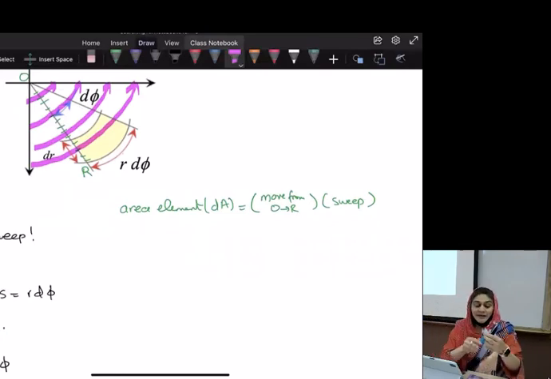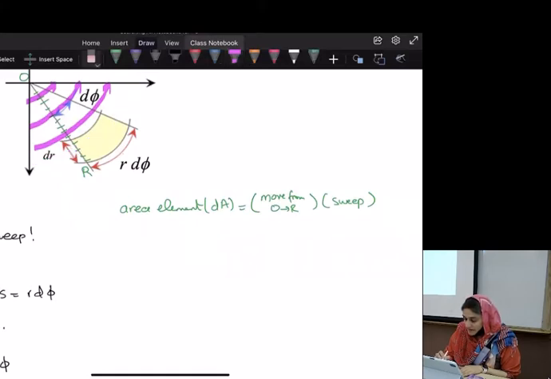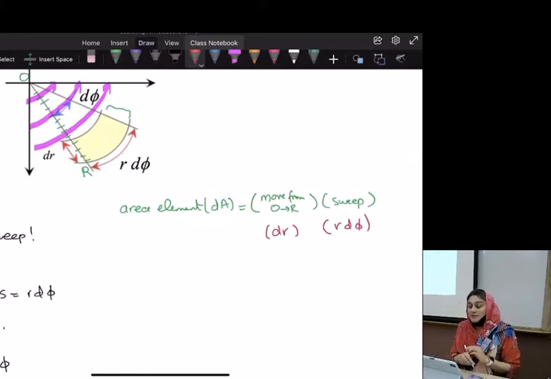This small area element inside here has a small delta R, or dr, and it has the sweep. So what do you think, in order to go from 0 to R, that small delta should look like? And then our sweep, which was just d phi. Do we understand why we're not just calling it d phi? Why do we have to put an R in it? Can anyone explain to me why that happens?